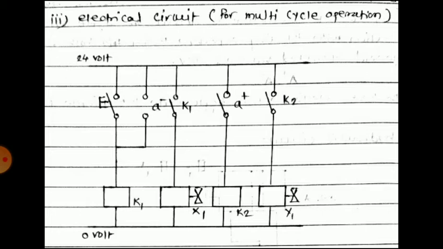So that is called the multi-cycle operation, because the A minus switch is connected directly to the 24 volt supply, so that you will get the repeated cycles.